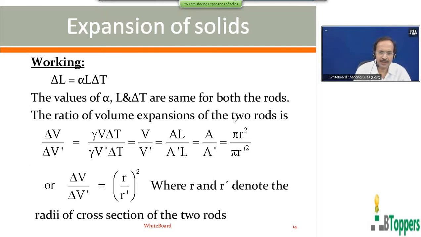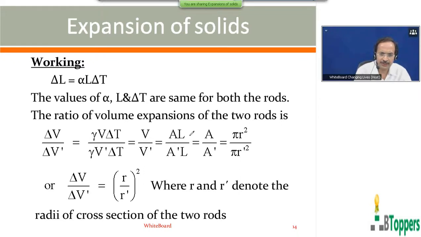The ratio of volume expansion of the two rods is delta V by delta V dash. Delta V is increase in the volume of first rod, delta V dash is increase in the volume of second rod. Delta V you can write gamma into V delta T. Delta V dash you can write gamma into V dash delta T. Here both the rods are made up of same metal, therefore gamma is same. So ratio of the volume expansions is same as the ratio of the original volumes.